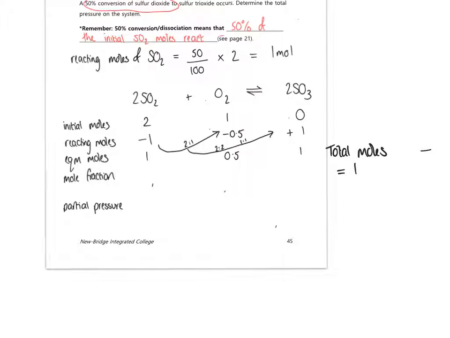The total moles is 2.5. 1 plus 0.5 plus 1, which is 2.5. Just totaling up my equilibrium moles. How is it 0.5 for oxygen? Because your ratio of sulfur dioxide to oxygen is 2 to 1, so I have twice as many reacting moles of sulfur dioxide as I do of oxygen. 1 minus a half is a half, yeah. Have you got the total moles down?